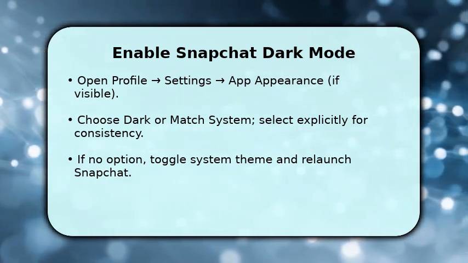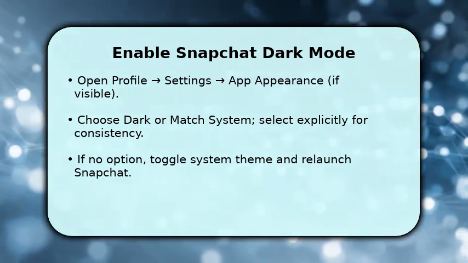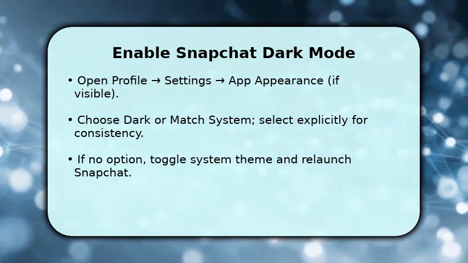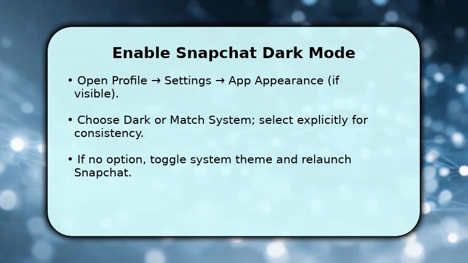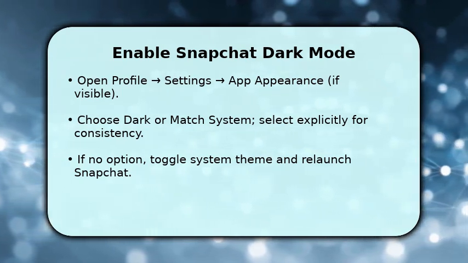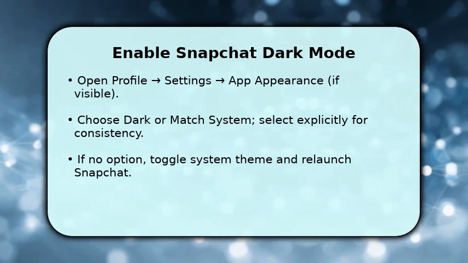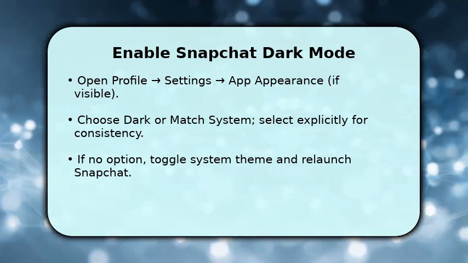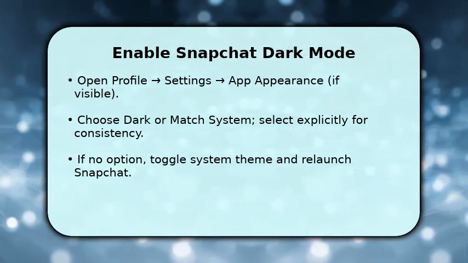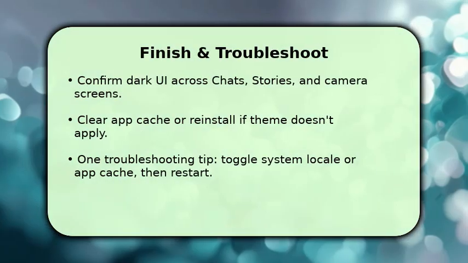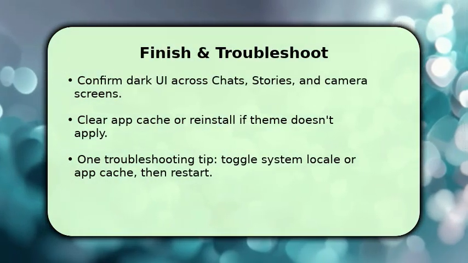If App Appearance is missing, toggle your device's system dark theme, force close Snapchat, and relaunch to prompt the setting to appear. Make sure to restart the app rather than just backgrounding it. These actions tell Snapchat which color scheme to use and resolve cases where the app defaults to light despite system settings. Finish by verifying dark mode across chats, stories, camera, and settings screens.